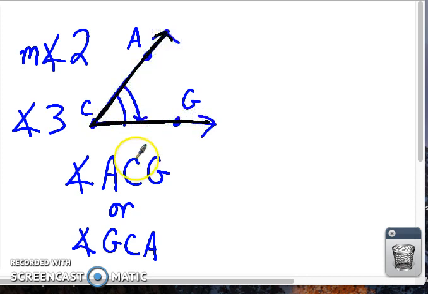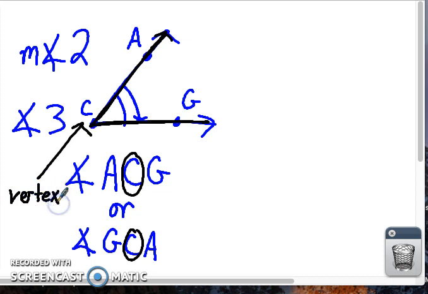The important part is this center one. This has to be this point right here. Anybody know what that's called? Yep, that's it. It's the vertex. So that is the vertex. When we name it, the vertex has to be this right here. So that's what we're talking about.